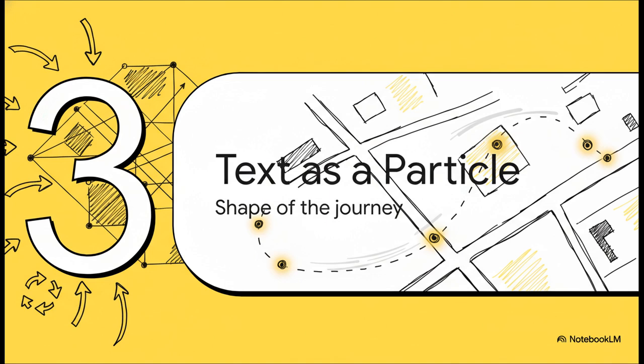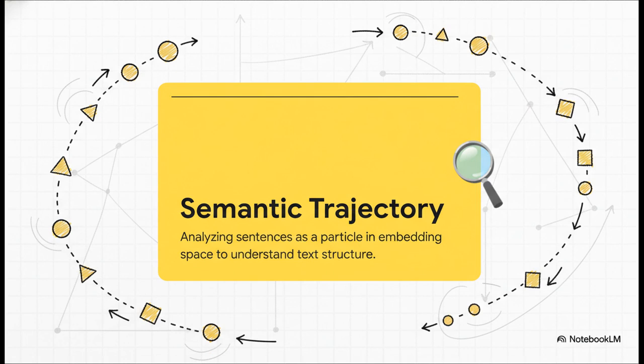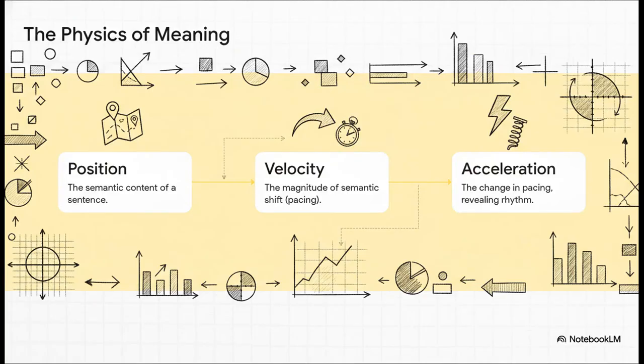This means we have to start thinking about text not as a fixed point, but as a particle that's actually moving through this map of meaning. And that's the whole idea behind semantic trajectory. By tracking a string of sentences as a path through that embedding space, we can suddenly start applying the laws of physics. We can calculate its velocity, how fast the topic is changing, and even its acceleration, which helps us understand the rhythm and structure of the writing itself. Let's break that down real quick.